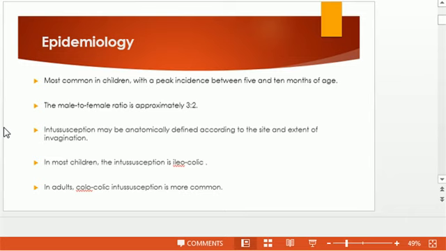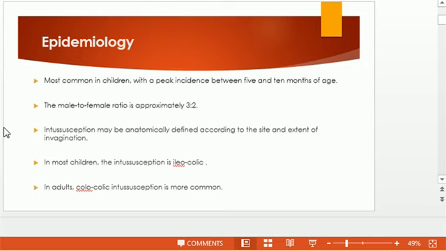This condition is encountered most commonly in children with a peak incidence between 5 to 10 months of age. That means this is most common in infants below 1 year. Male to female ratio is approximately 3 to 2. Now, intussusception may be anatomically defined according to the site and extent of the invagination, and what is meant by that, I will explain in the coming slide.